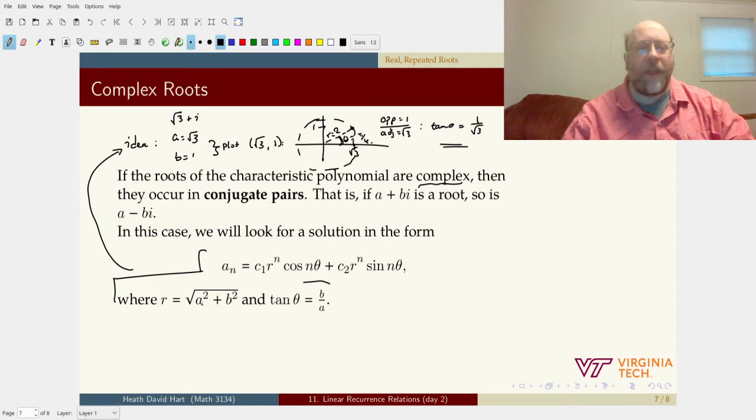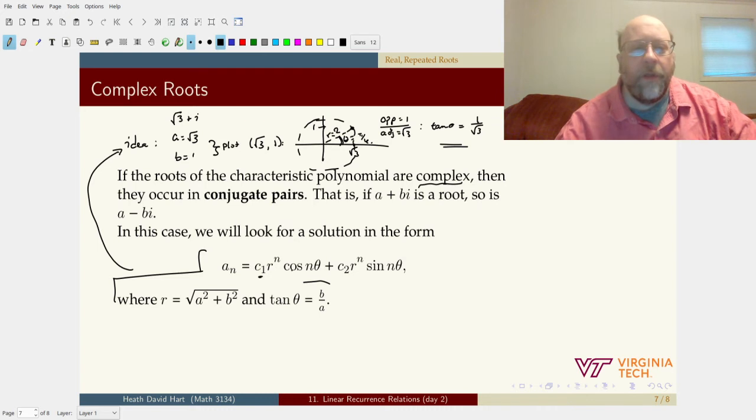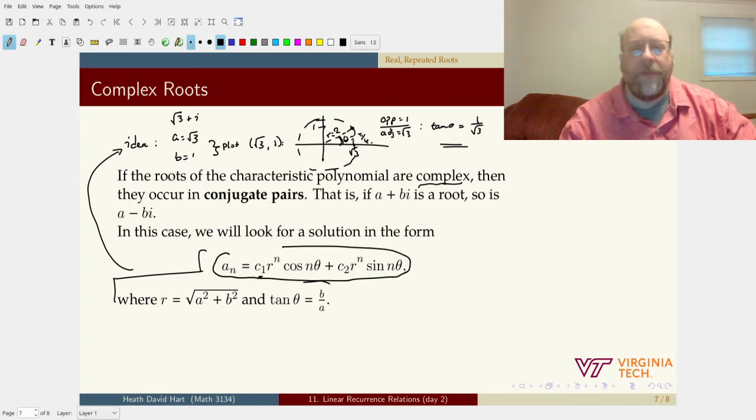If we convert a and b from these coefficients into a radius and an angle, then we can write a solution in what's called polar form using c1 times the radius to the power n times the cosine of the angle times n, and then c2 times r to the n times the sine of the angle times n. So let's try an example of this. I want to start with this formula here, and let's look at the example on the next page.